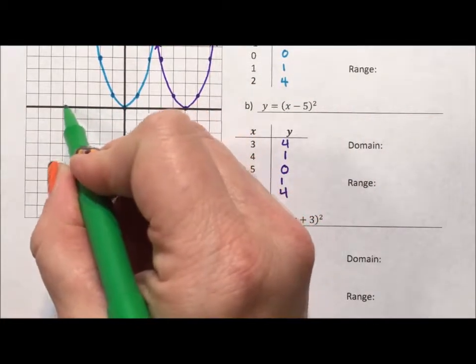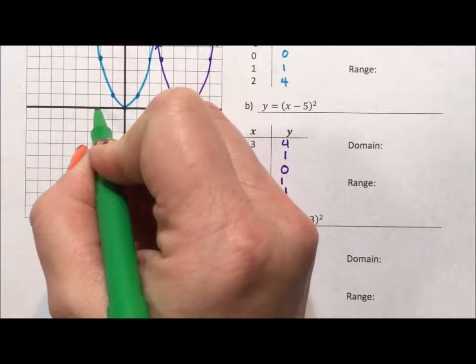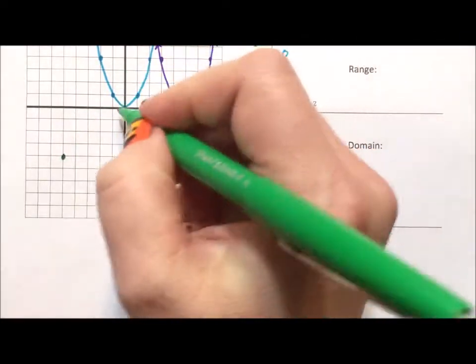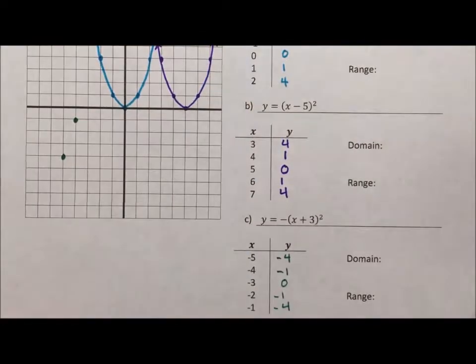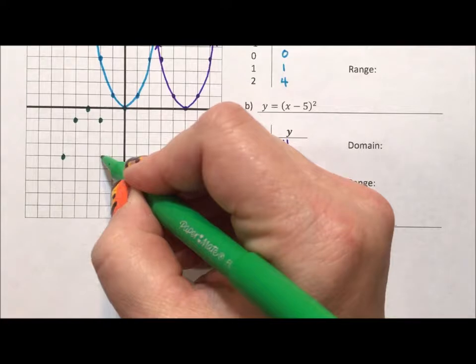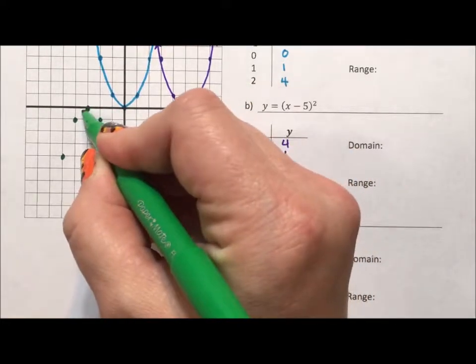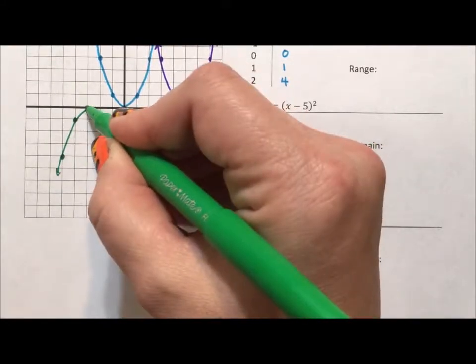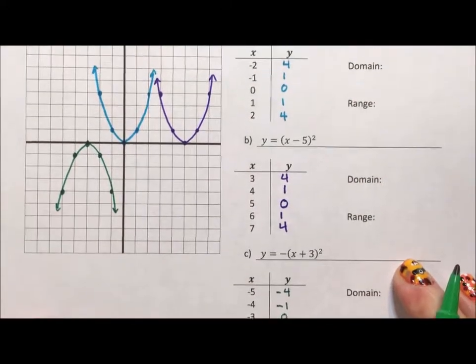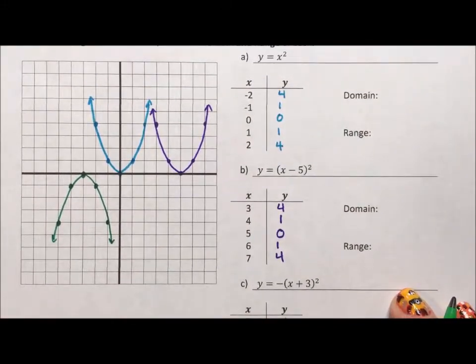So we have the points negative 5, negative 4; negative 4, negative 1; negative 3, 0; negative 2, negative 1; and negative 1, negative 4. Connect the dots with a smooth, continuous curve.